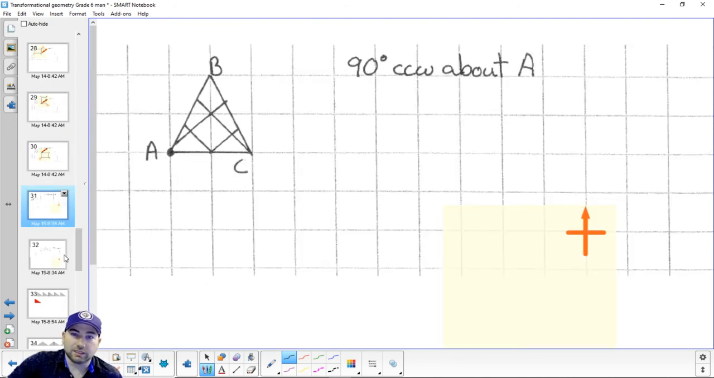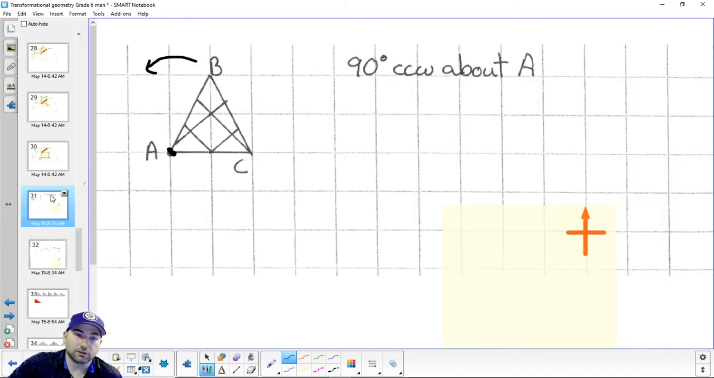Okay, rotate this triangle 90 degrees counterclockwise about point A. So we are rotating on this vertex 90 degrees. So it's a 1/4 turn counterclockwise. So it's going to go this way.